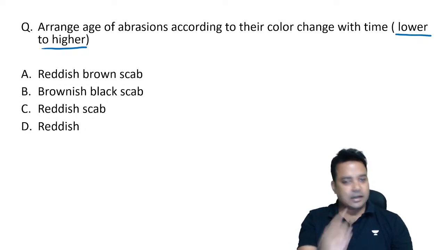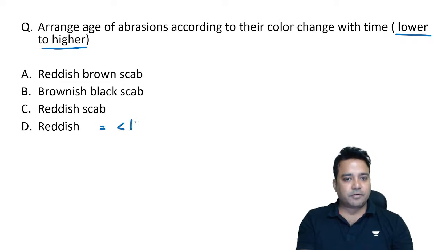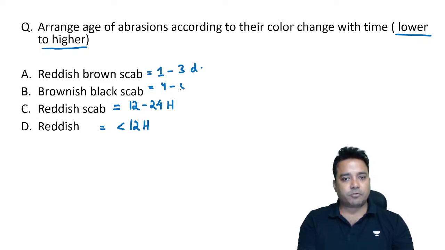ऐसे क्वेश्चंस अगर आ जाए ना बाई चांस एग्जाम में, तो क्या याद रखना है, reddish abrasion is seen within 12 hours. ये टाइमलाइन याद कर लो, रिवाइज कर लेते हैं. Reddish scab abrasion between 12 to 24 hours. Reddish brown scab abrasion between 1 to 3 days. Brownish black scab abrasion between 4 to 5 days.